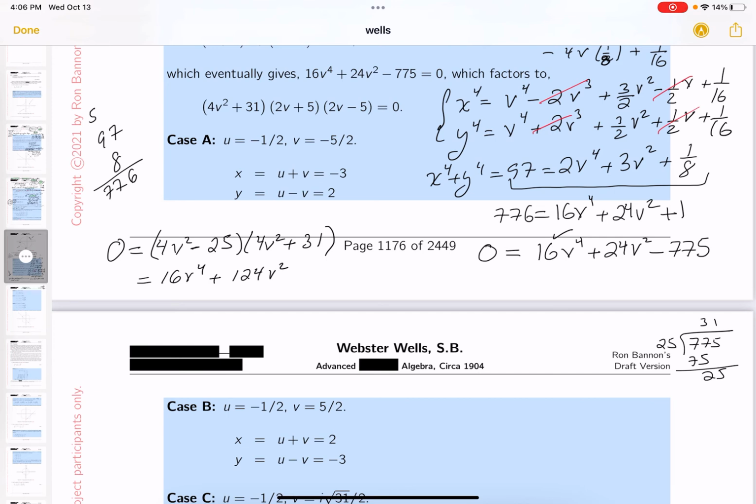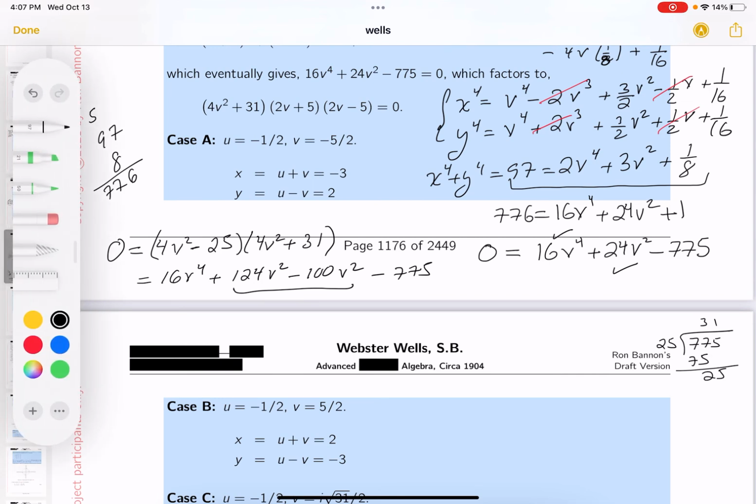V squared minus 100 v squared. What does this give me? Bingo. And then minus 25 times 31 is 775. So I just tried. I'm going to erase that now because it's just me not trusting myself. And I shouldn't trust myself anyway. I should just do what I can, which is check myself.